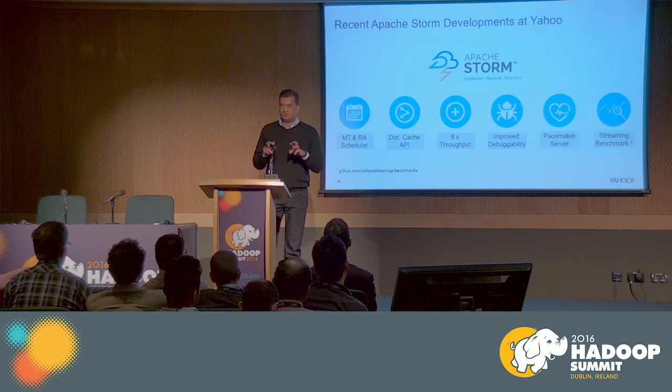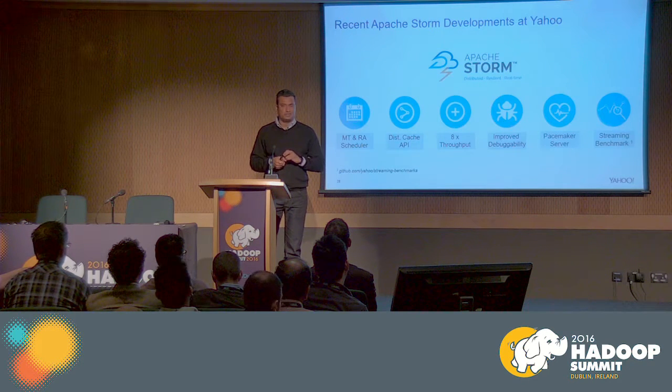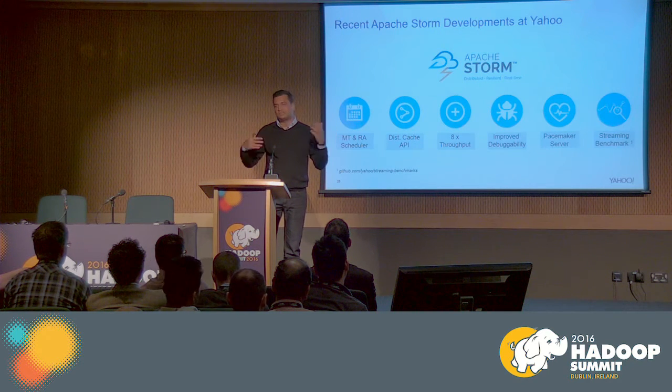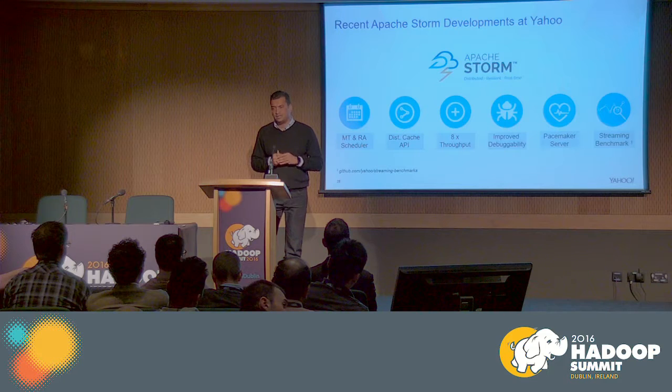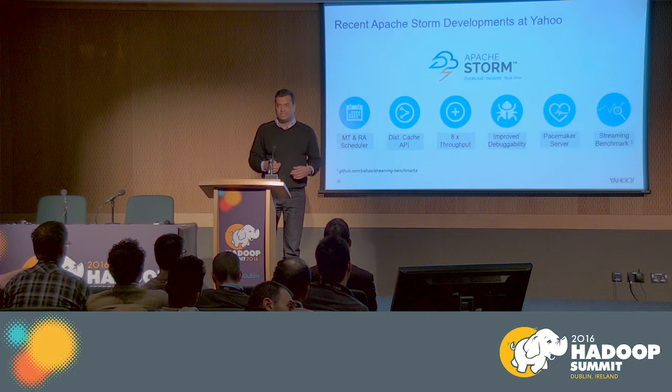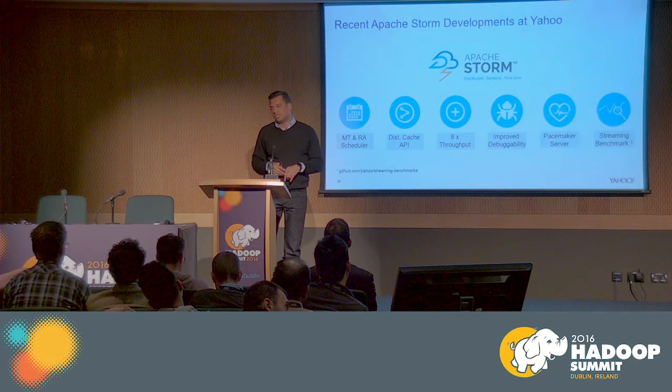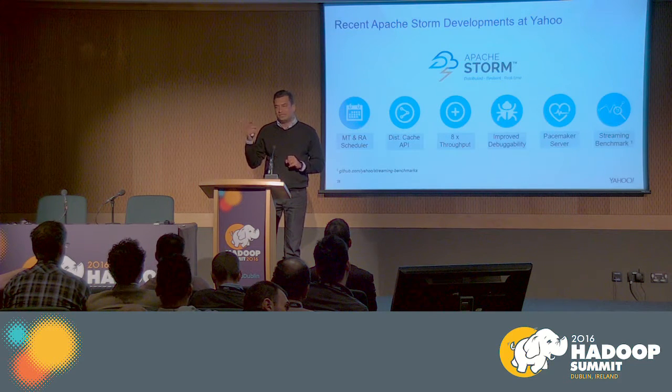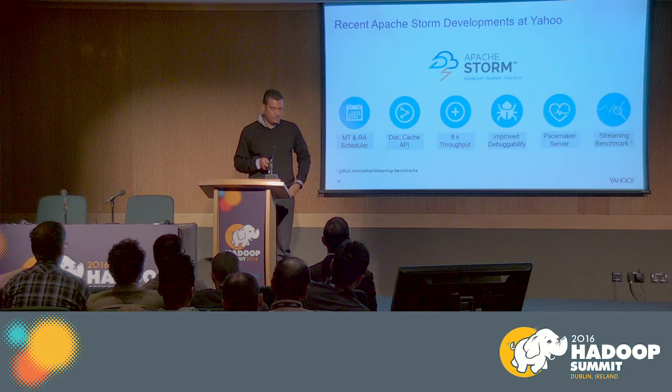Pacemaker server is sort of Yahoo specific. We had a project where we needed to scale the Storm clusters, and we found that Zookeeper was a bottleneck. So it's just an alternate key value store in memory that offloads Zookeeper and allows us to scale Nimbus. Okay, well, let's ignore the details. If you guys want to talk, we can talk later.